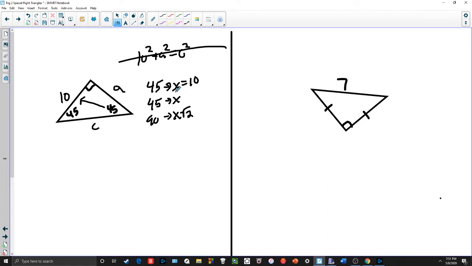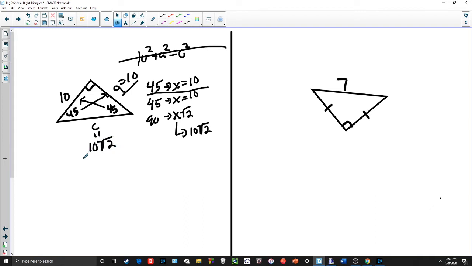Well, if you just go down the list here, okay, if x equals 10, that means down here, this is also going to be equal to 10. So the other 45-degree angle is also going to be equal to 10. So I know that a is equal to 10. And then this right here, if x is 10 here and x is 10 here, that means this, since it's x root 2, is going to be 10 root 2. So this side right here, the hypotenuse, is going to be 10 times root 2.